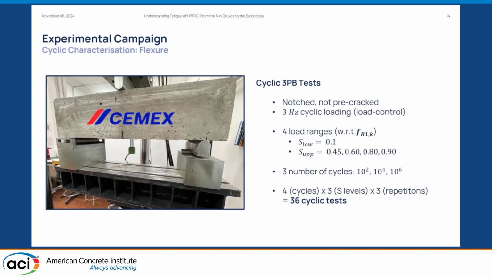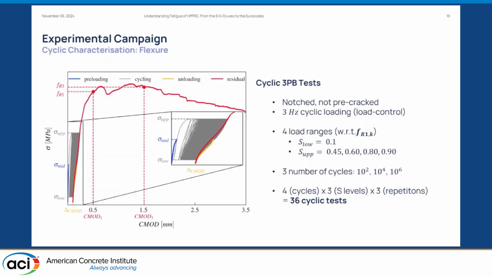So the residual flexural strength at crack mouth opening displacement of 0.5. So in total, 36 cyclic tests. And this is the typical curve that we can obtain. Initially, we preload the specimen up to the mid-level between the upper and lower load level. We then cycle up to the prescribed number of cycles. And then for the specimens that did not fail during the test, we unload them, and then we test them monotonically to obtain the residual strength, mainly FR1 and FR3.